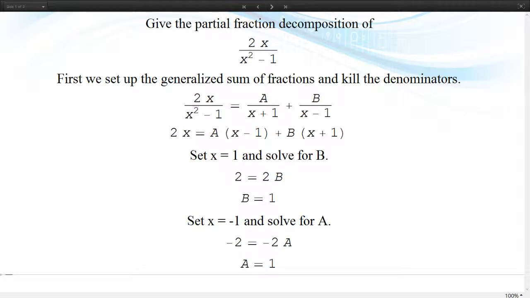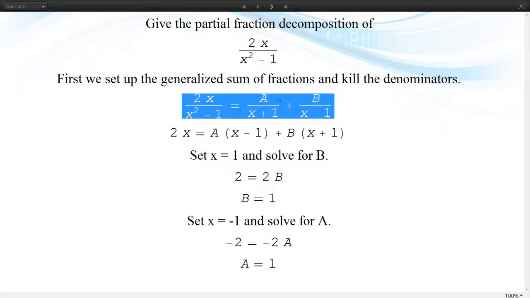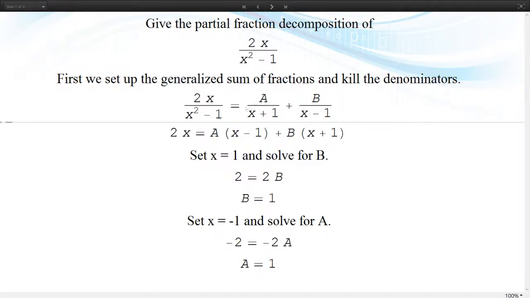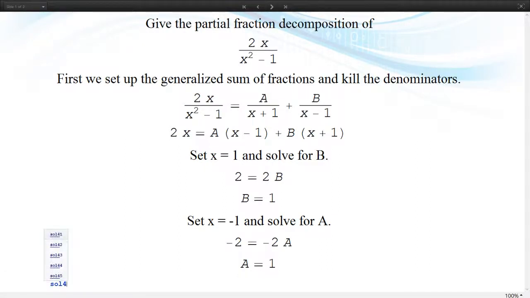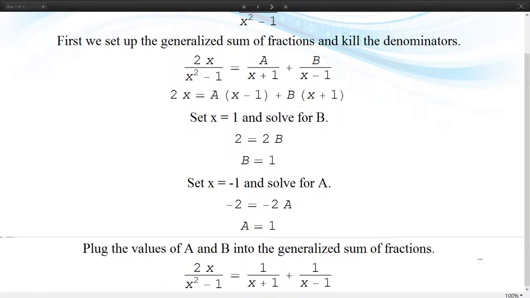The final step of the problem is to take these two coefficients and plug them into our generalized sum of fractions, which is this sum up here. So we get the solution. We plug a and b into the generalized sum of fractions, and we get that 2x divided by x squared minus 1 is equal to 1 over x plus 1 plus 1 over x minus 1. So that's our first problem.